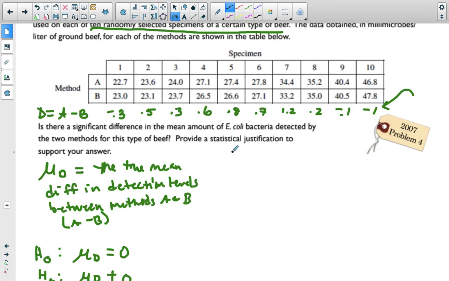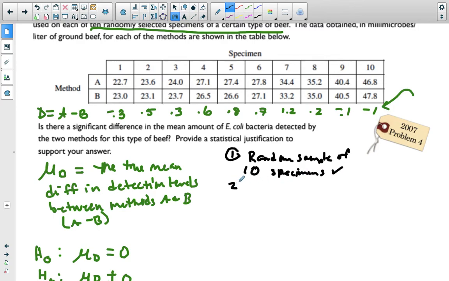First of all, do we have a random sample? It is stated in the problem that we have a random sample of 10 specimens. That's stated in the problem.